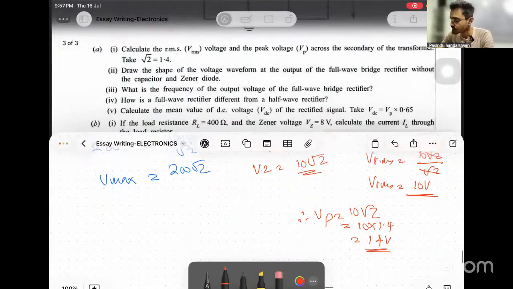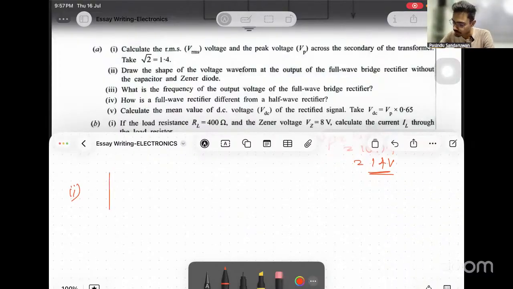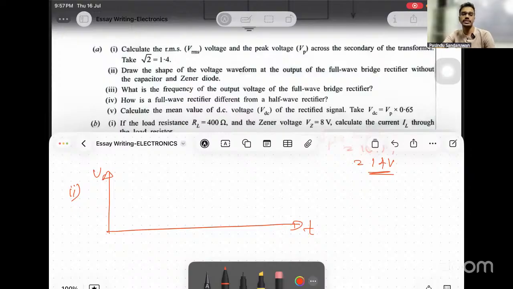Second one: draw the shape of the voltage waveform at the output of the full wave rectifier, without the capacitor and Zener diode. If there is no capacitor, there is no smoothing. If there's no smoothing, only the rectification takes place. This is how the input voltage is rectified.